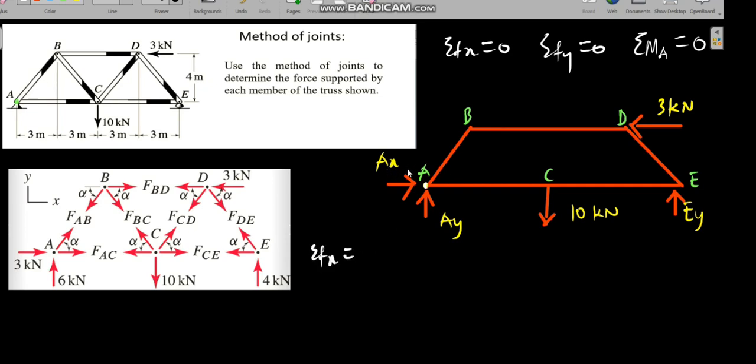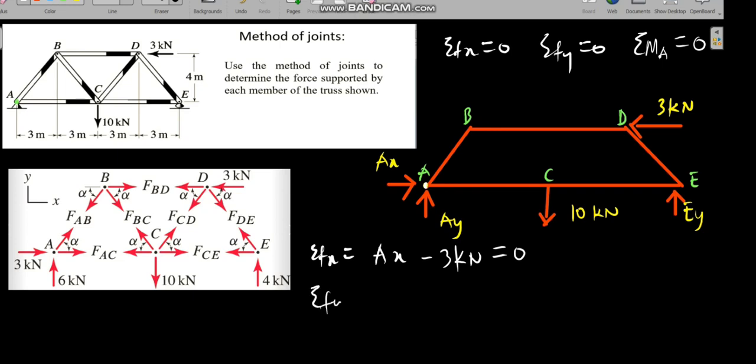So the first force in the x direction is Ax, and then the second is the 3 kilonewton. It is negative, so that will be minus 3 kilonewton. This is because it is acting in the direction opposite to the positive x axis, so it will be negative. So this should be equal to 0. And then let's write for the y also.